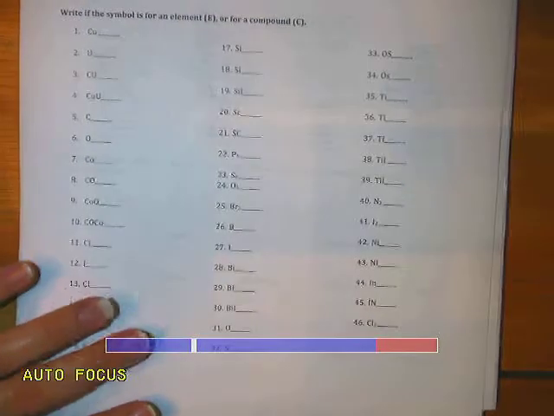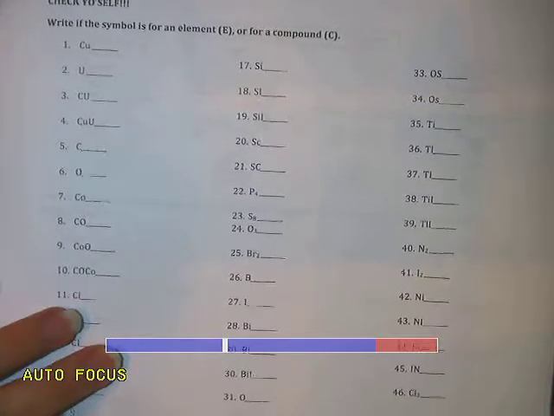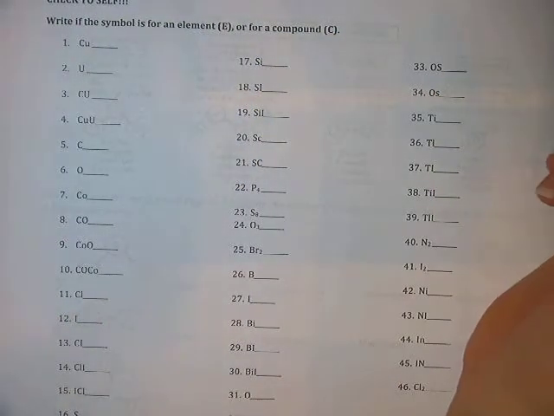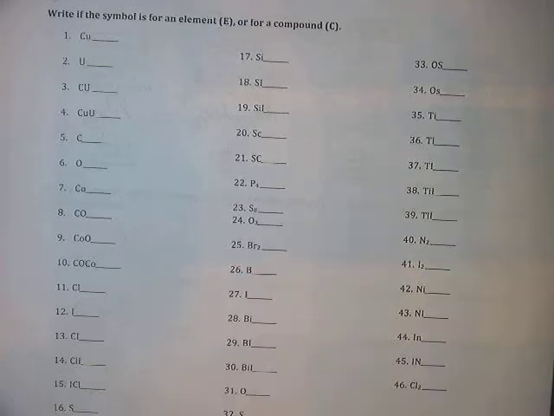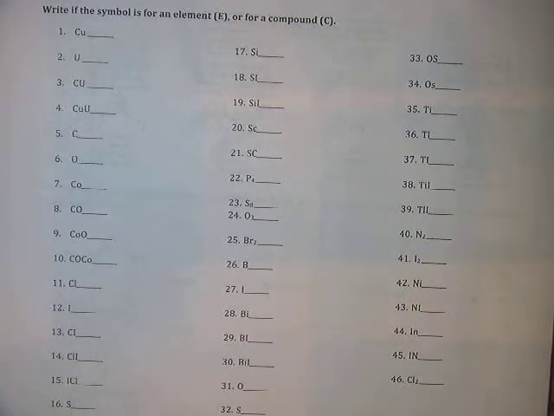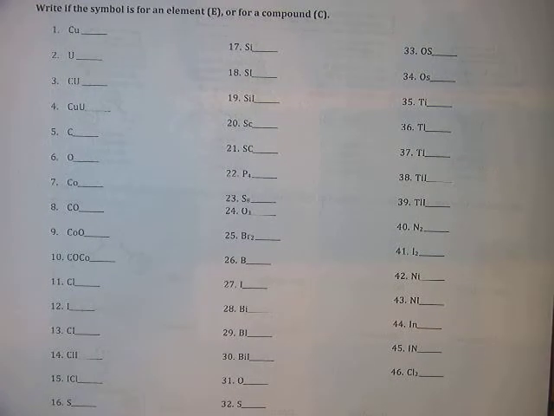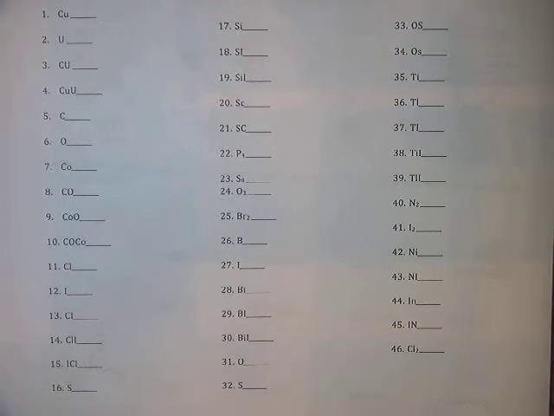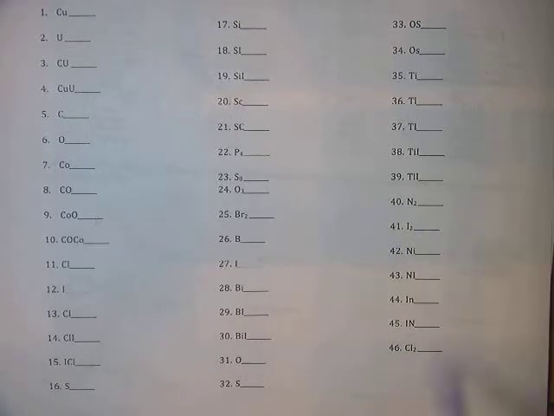I want you to check yourself. Write if the symbol is an element, in which case you can just put an E in the blank, or if it's a compound, in which case you could put a C in the blank. So go ahead and there are 46 of them here, but each one should not take you more than like 2 seconds to figure out if it's an element or a compound. So again, take maybe 4 minutes, pause the video, take 4 minutes and fill this out. Pause.